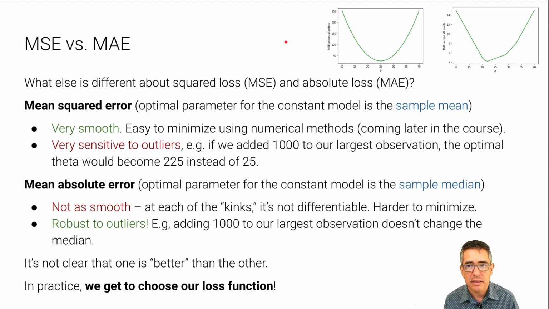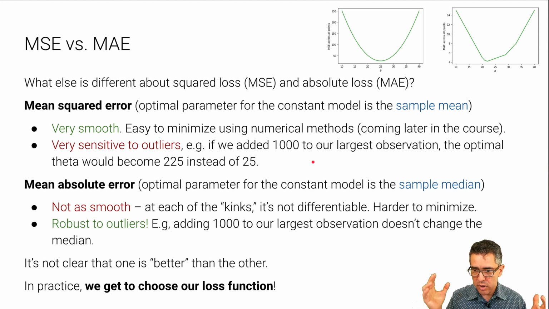On the other hand, the sample mean is very sensitive to outliers. So if we take one observation and add 1,000 to our largest observation, the optimal value, the sample mean, would become 225 instead of 25, meaning one single data point that is very different would change the value of the sample mean dramatically. There's a good example that I like to think of to illustrate this. Imagine you take a room of 1,000 people sampled, say, from campus, students, administrators, faculty, and you ask, what is the mean income of the people in this room?